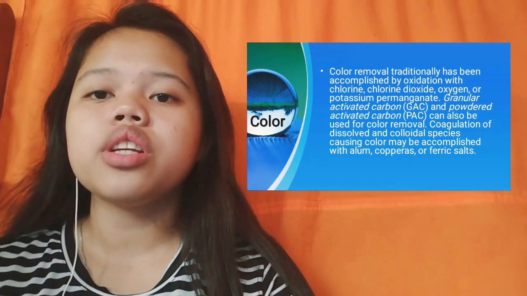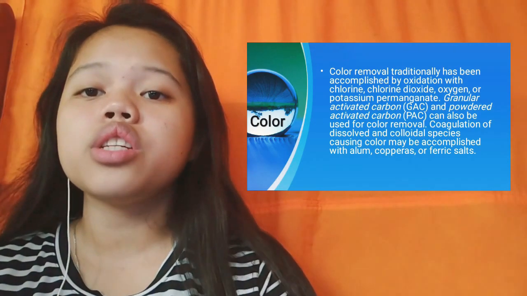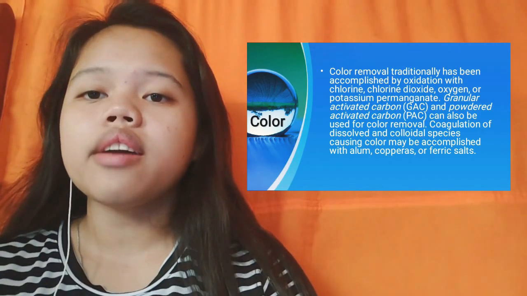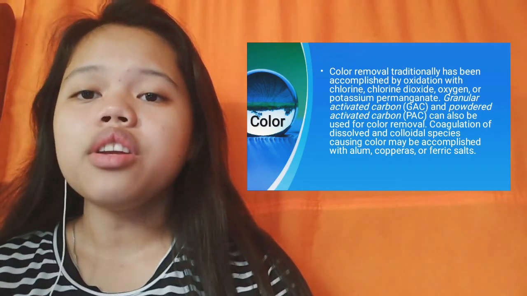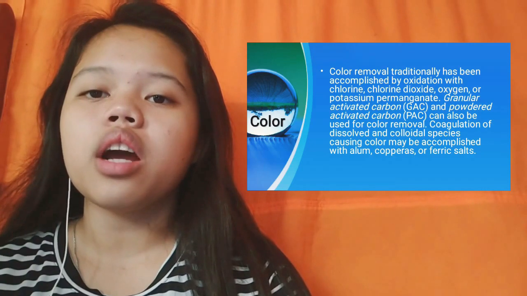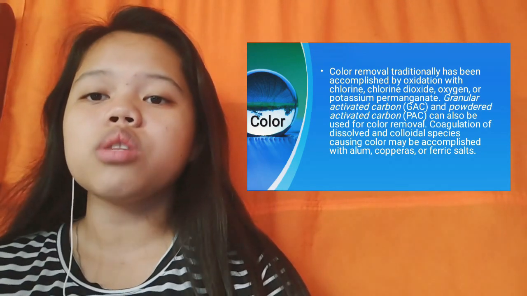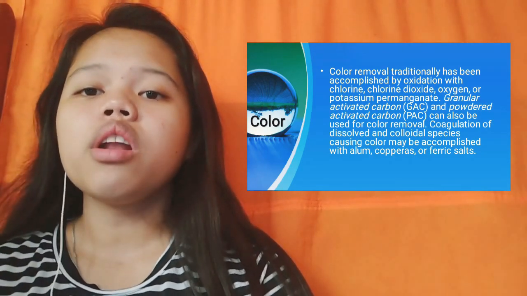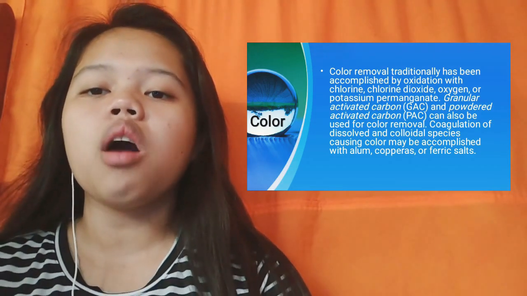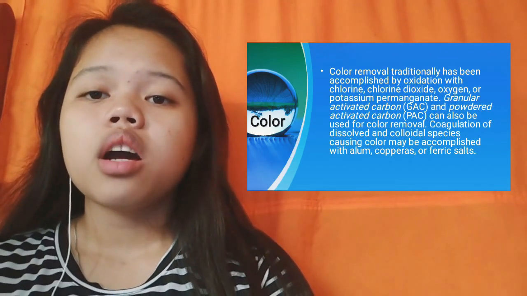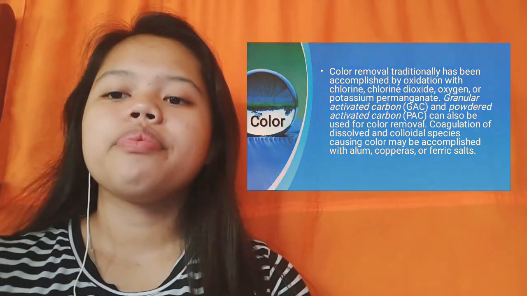Color removal traditionally has been accomplished by oxidation with chlorine, chlorine dioxide, oxygen, or potassium permanganate. Granular activated carbon and powdered activated carbon can also be used for color removal. Coagulation of dissolved and colloidal species causing color may be accomplished with alum, coppers, or ferric salts.